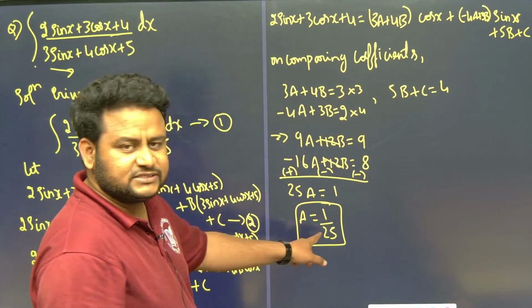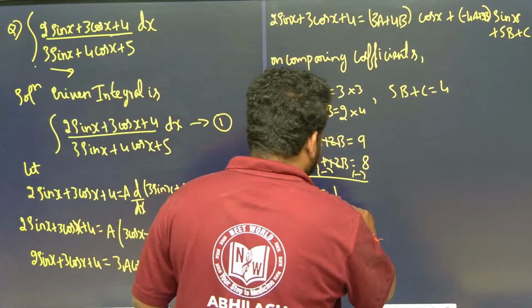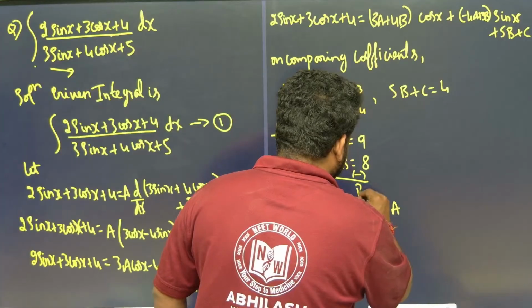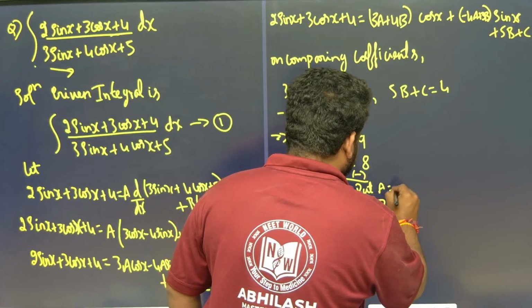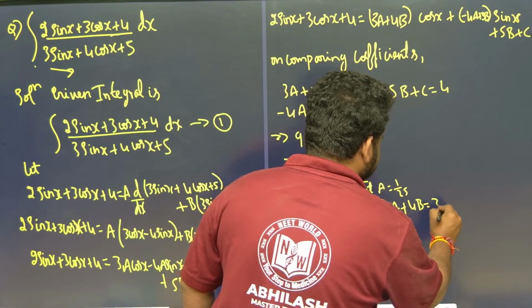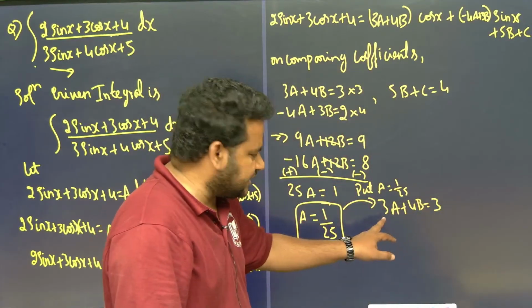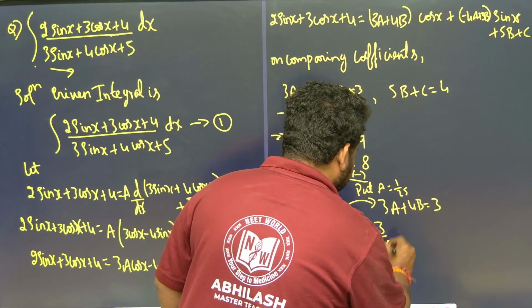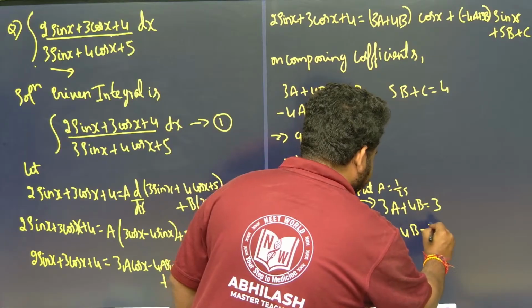Now we will put a is equal to 1 by 25 in this equation, 3a plus 4b is equal to 3. So 3 into a, that is 3 by 25, plus 4b is equal to 3. Now what can I write for this?